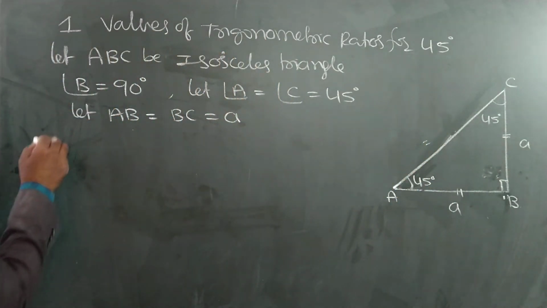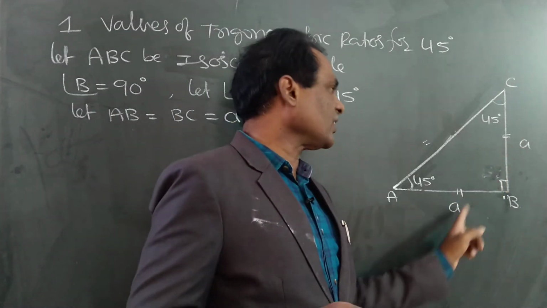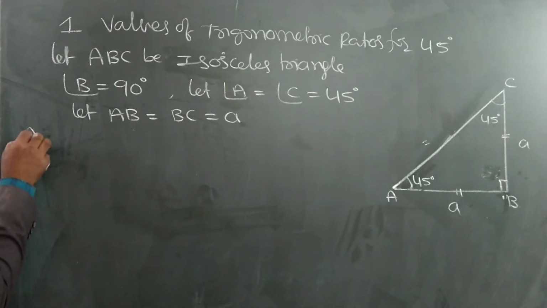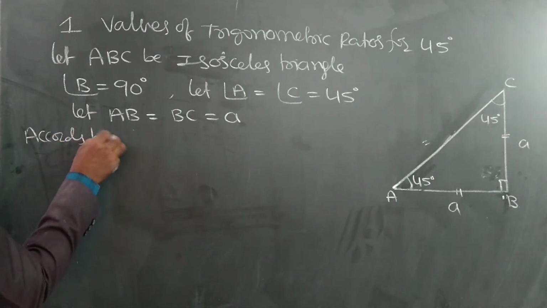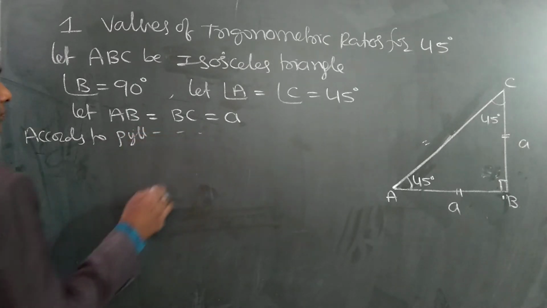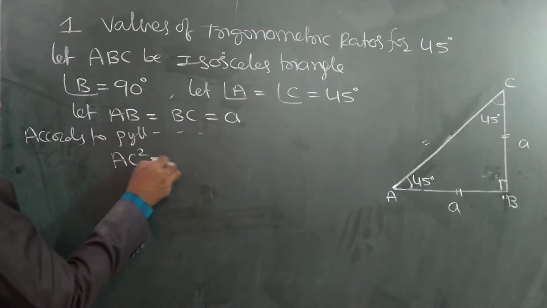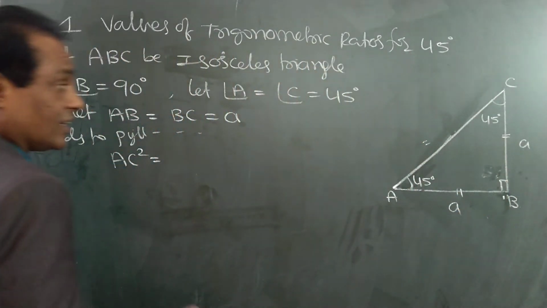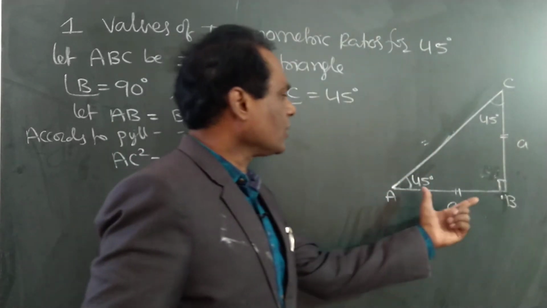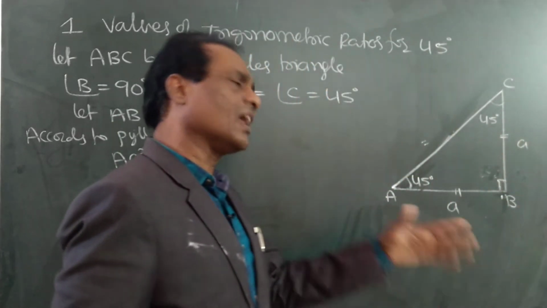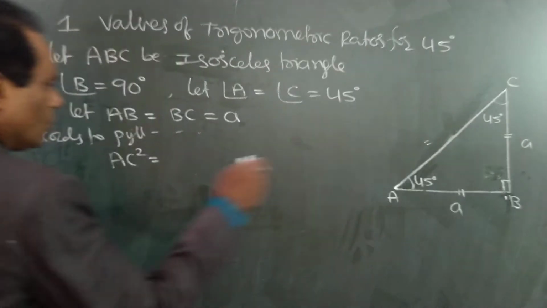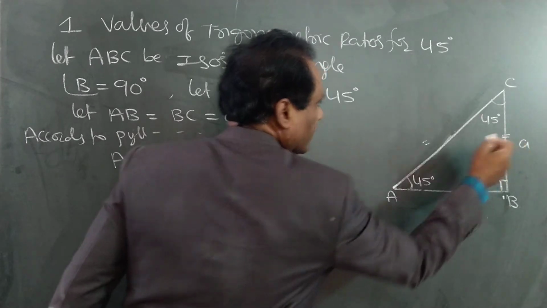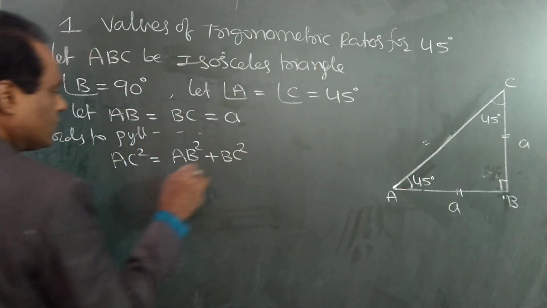See here, if any two sides are given, to find the third side, we use the Pythagoras theorem. According to Pythagoras theorem, hypotenuse square is equal to opposite square plus adjacent square. Bigger side whole square is equal to smaller side square plus smaller side square, or any order we can write. This is the Pythagoras theorem.